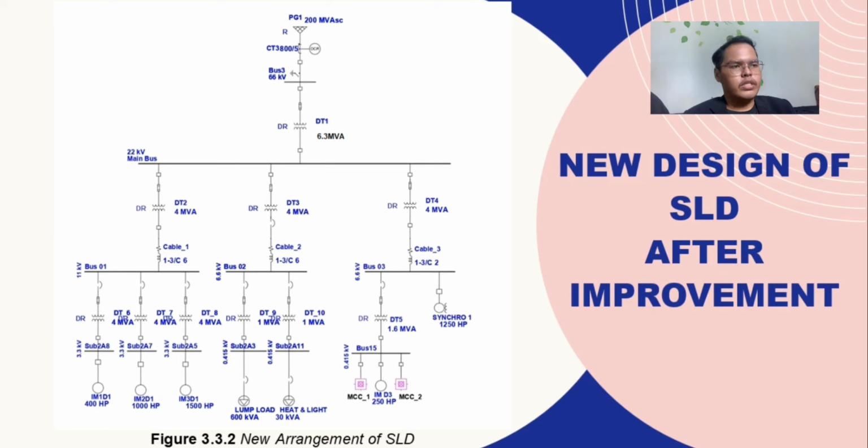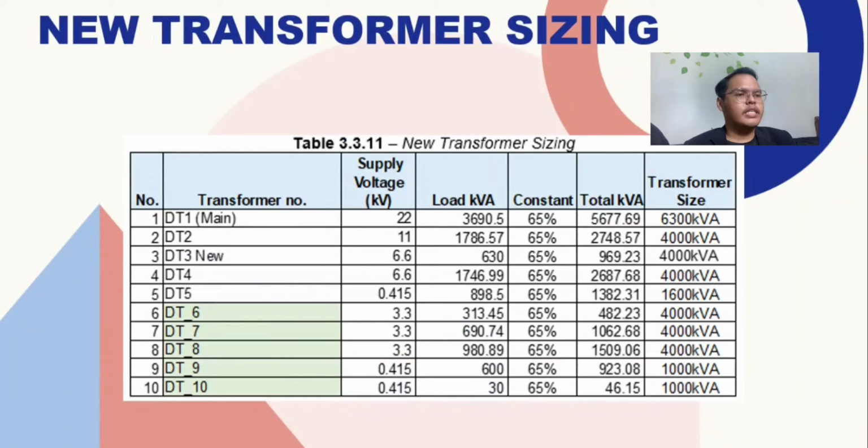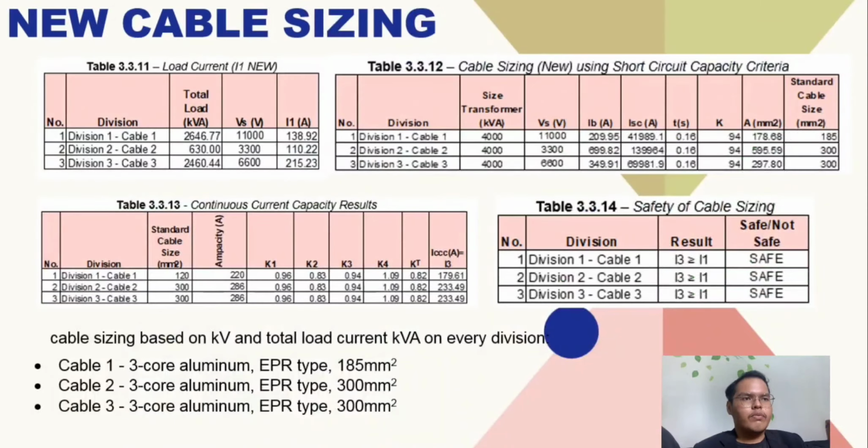It is the same for division 2, but we change the sizing transformer on DT3 because the supply voltage is 6.6 kilovolt, so the minimum sizing transformer is 4 MVA. For division 3, there is no change. So we go for the new transformer sizing. We must analyze the supply voltage and also the sizing transformer, and we calculate. After that, we go for the cable sizing.